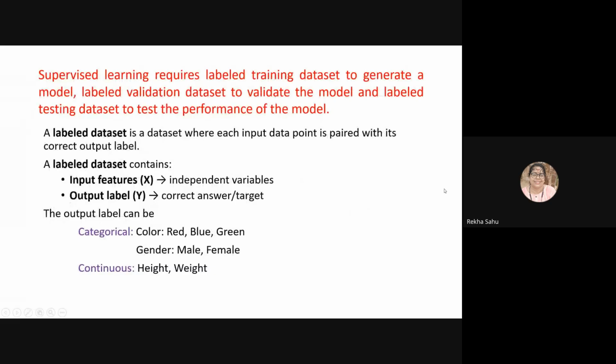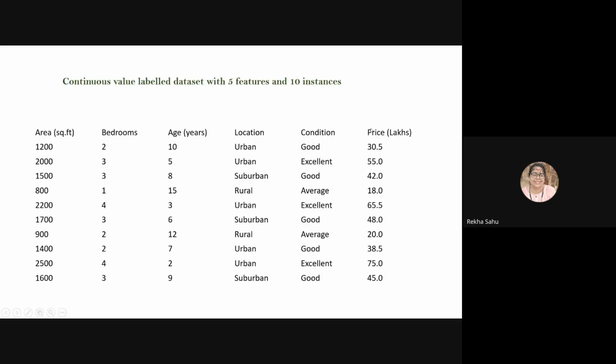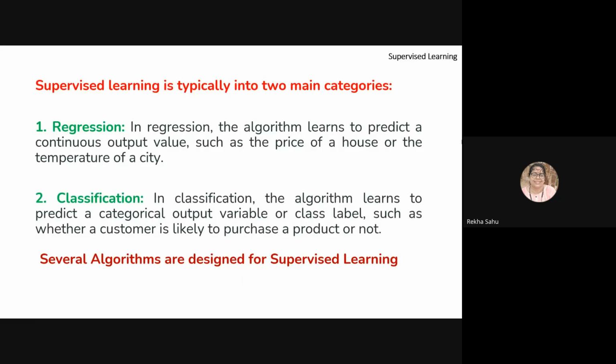Generally the output value can be categorical values or continuous values. Here is the example I already gave you. In this example, this is the categorical value, that is A is snow, like this, and under continuous values, these are 30.5, 55.0, like this. You have the continuous label values. So according to these label values, you can say the prediction value.